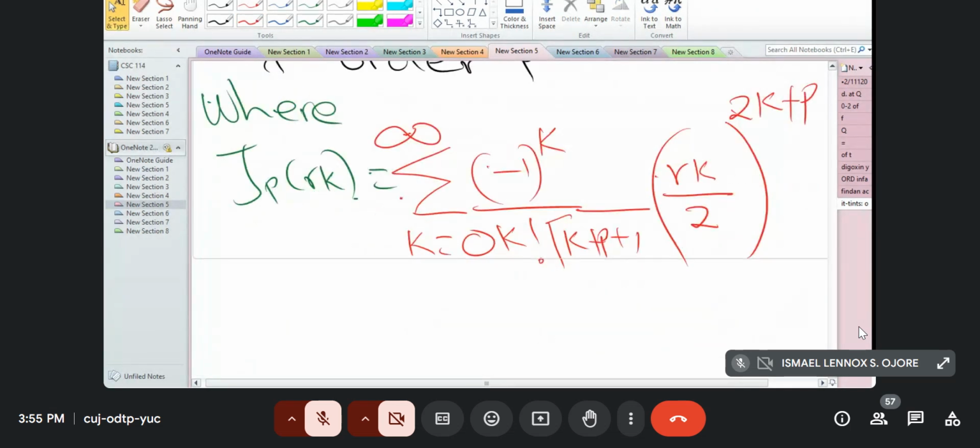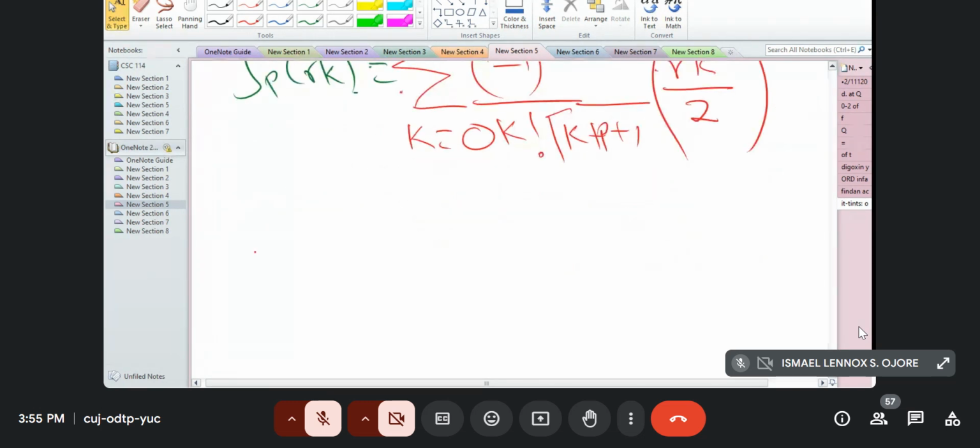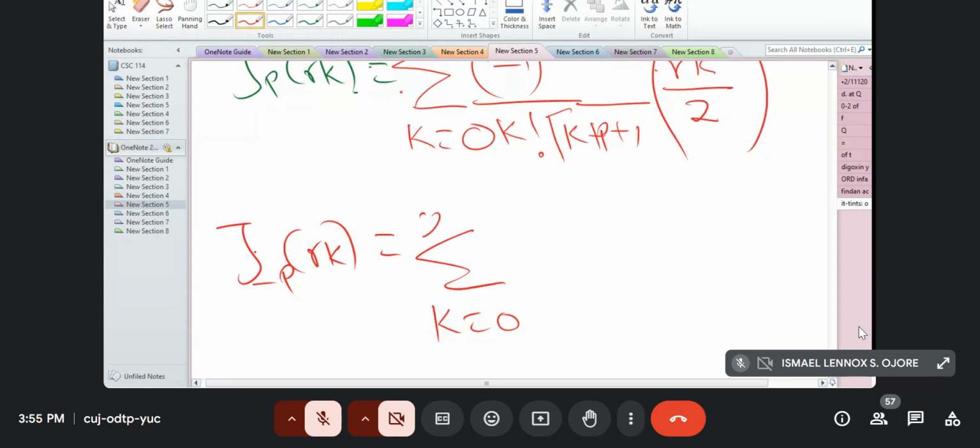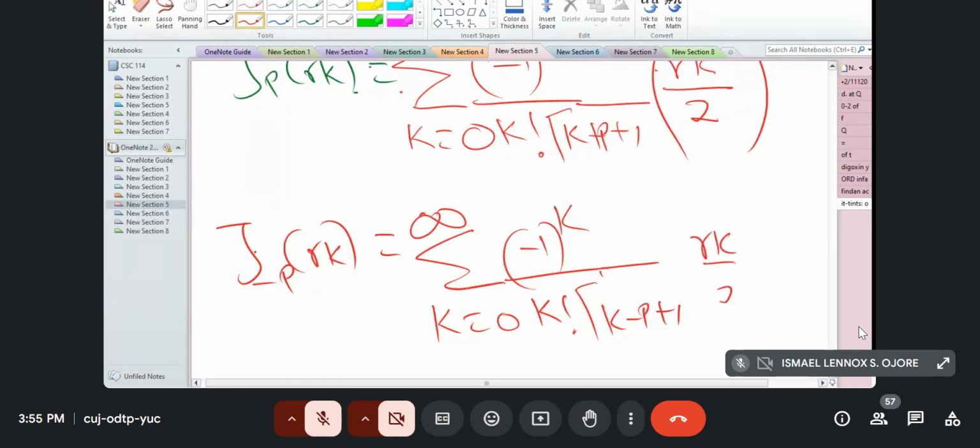So you know how to derive this, right? You know how to arrive at this? J minus p, Mr. DiFrangio taught this. He's thorough. Summation k is 0 to infinity, minus 1 to the k divided by k factorial, gamma of k minus p plus 1, rk over 2 raised to 2k minus p.